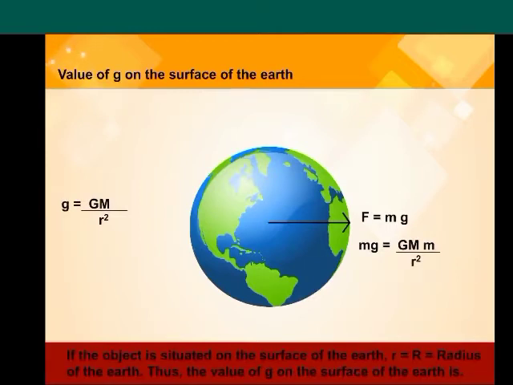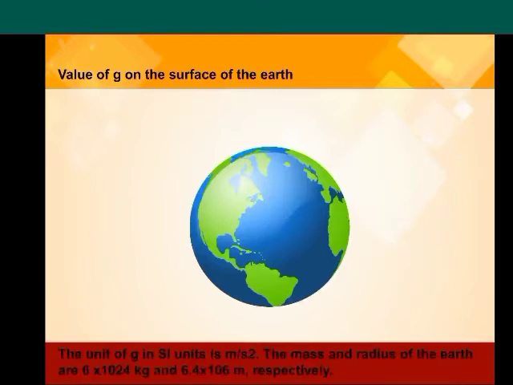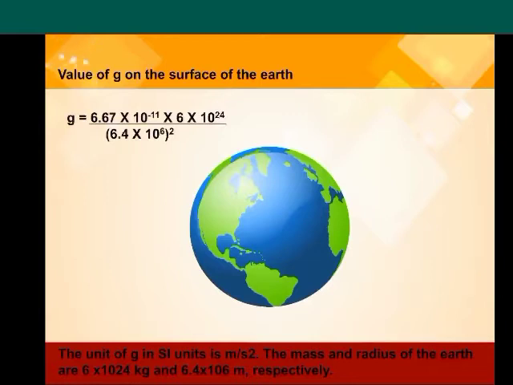If the object is situated on the surface of the earth, r is equal to the radius of the earth. Thus, the value of g on the surface of the earth is g = GM/r². The unit of g in SI units is m/s². The mass and radius of the earth are 6 × 10²⁴ kg and 6.4 × 10⁶ m respectively. Using this, g = 6.67 × 10⁻¹¹ × 6 × 10²⁴ / (6.4 × 10⁶)² = 9.77 m/s².